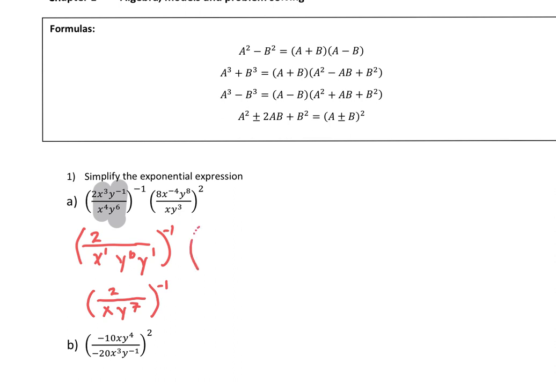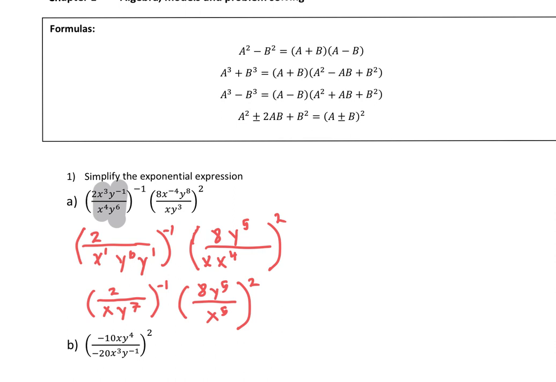We're going to do the same thing on the second set of parentheses, so the 8 stays on top. We're going to bring that x to the negative 4th down. Y to the 8th over y to the 3rd is y to the 5th on top in the numerator. And then I can bring those x's together. 8 y to the 5th over x to the 5th, and that is all to the second power.